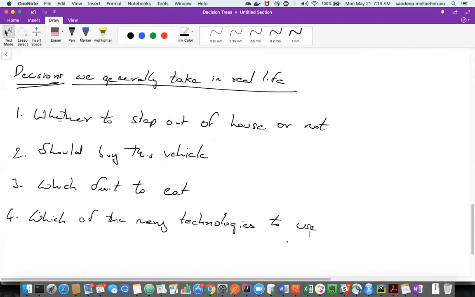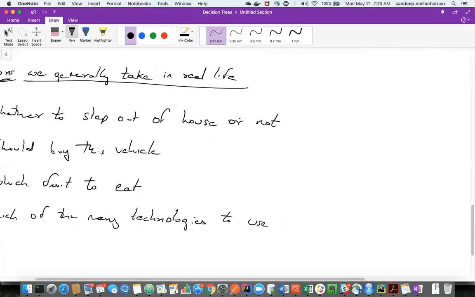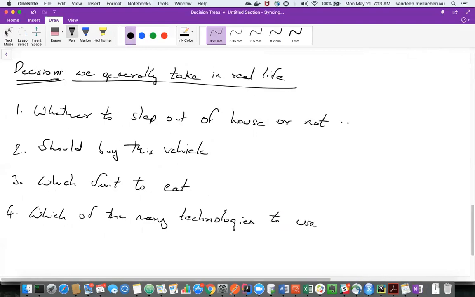Now let's talk about whether it is a classification or a regression. Is it classification or regression: whether to step out of your house or not? Vijay? Classification only. Yes, no worries. Classification. Should I buy this vehicle? What about this, Vijay?